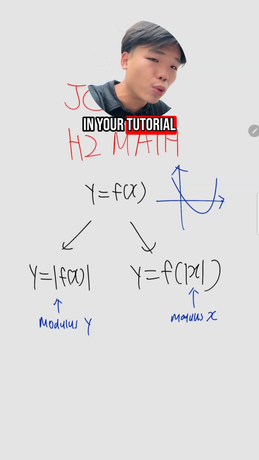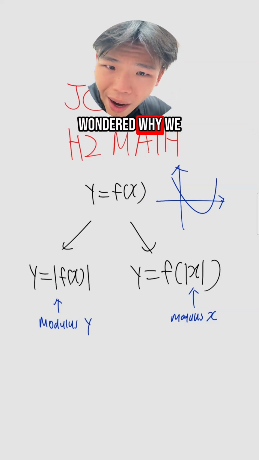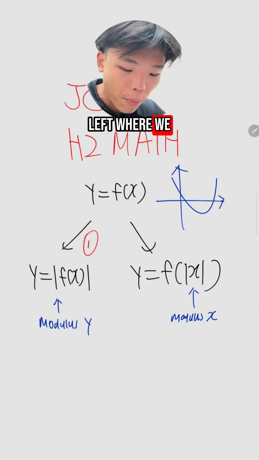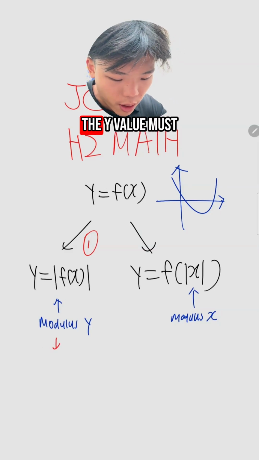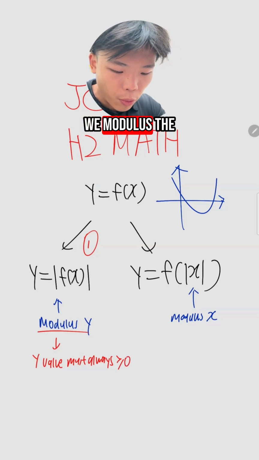And I'm sure that in your tutorial notes, your school lectures, they already taught you what portion needs to flip. But have you ever wondered why we actually flip that portion? So explaining the first case on the left, when we modulus the y value, what this means is that the y value must always be bigger than or equal to 0 after we modulus the y.